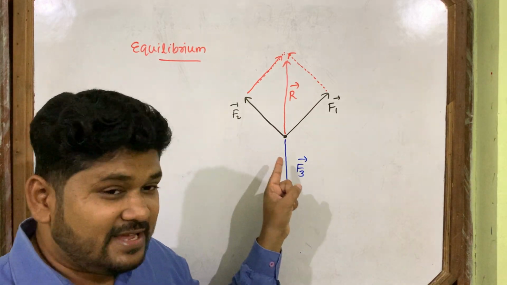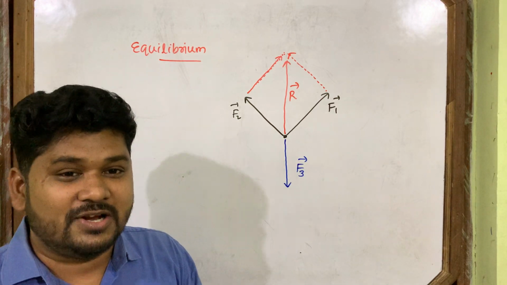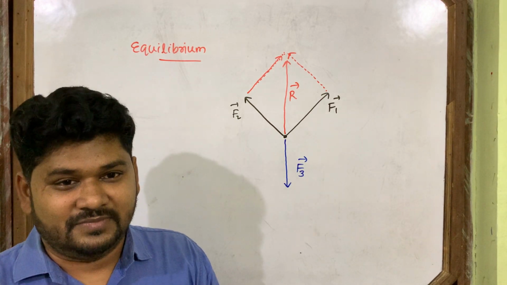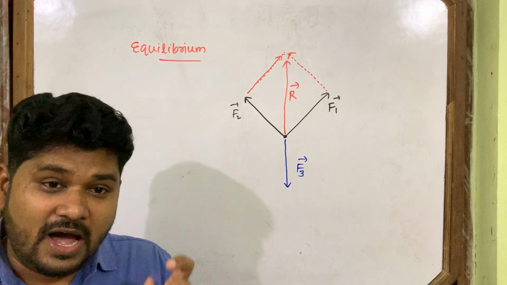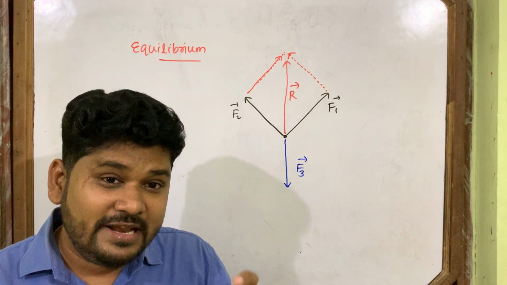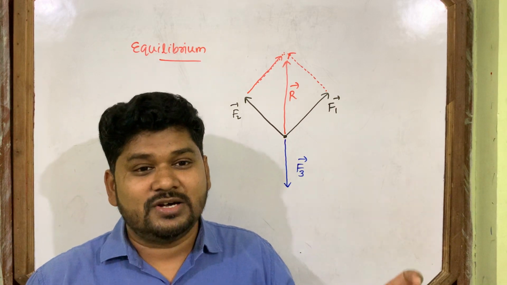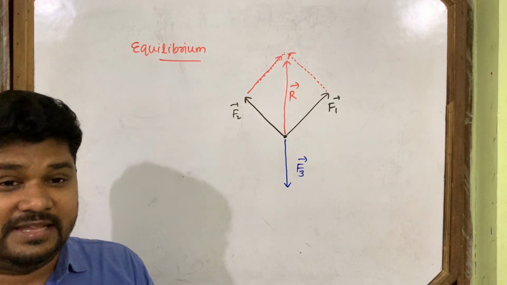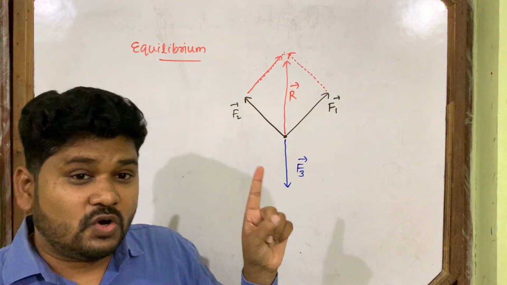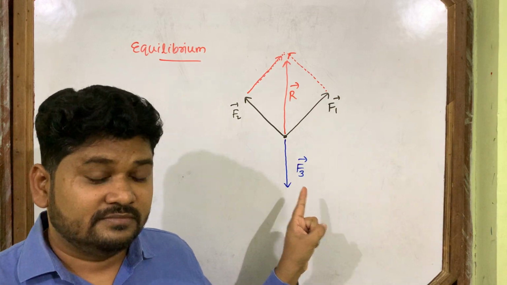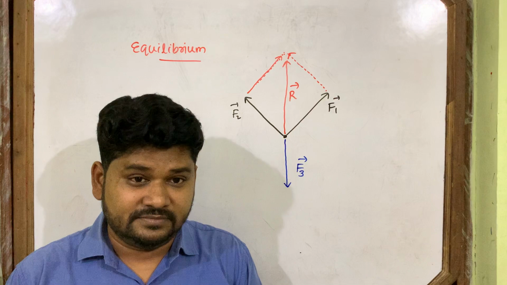Minimum 3 unequal coplanar vectors can cause equilibrium. The question will come in the exam like this: minimum, how many unequal coplanar vectors can cause equilibrium? Then the answer is 3. If they can cause equilibrium, all have to be coplanar, otherwise it is not possible.